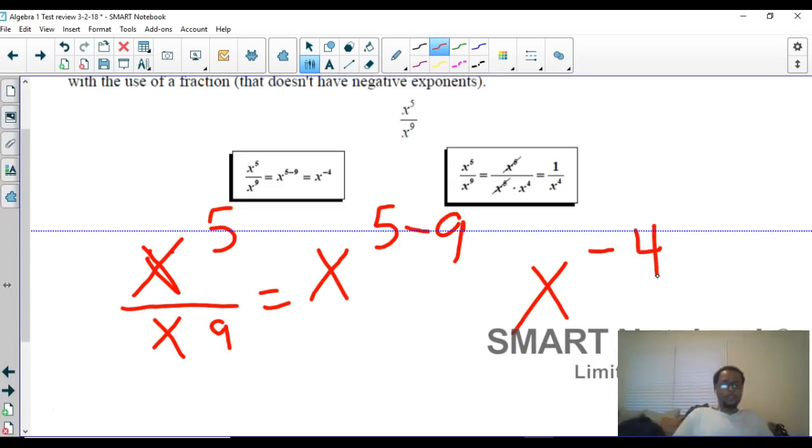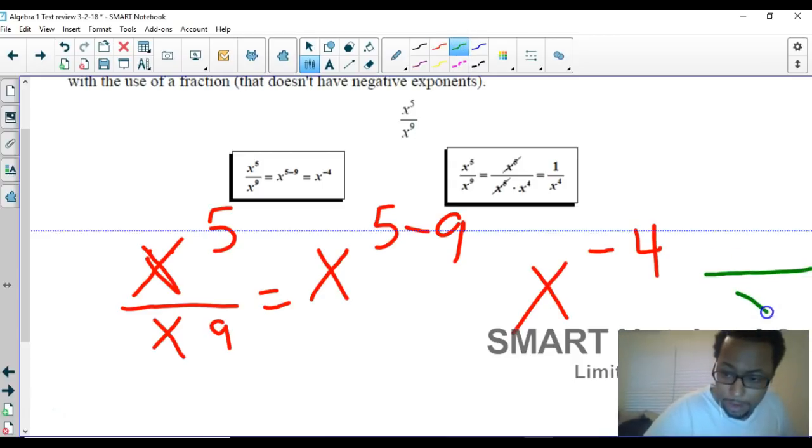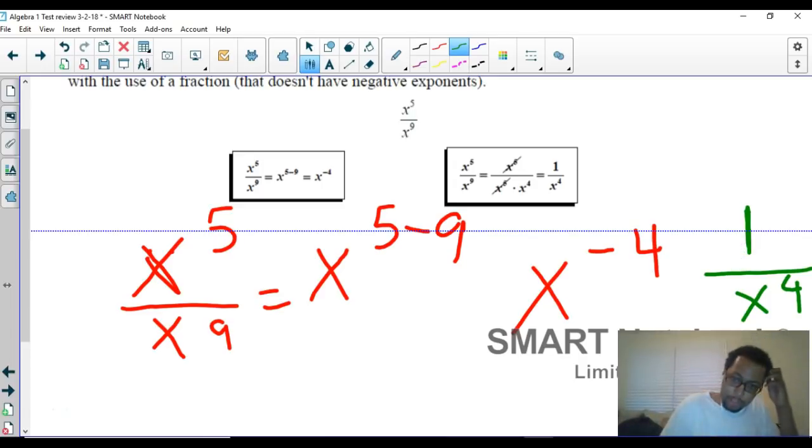If you put x to the negative 4 power on the test, you're going to lose points. It is wrong because you cannot have a negative as your answer. Remember, you have to move it to the bottom, make it positive, and then you put the 1 on top. The rule: if it's negative on top, move it to the bottom. If it's negative on the bottom, you move it to the top.